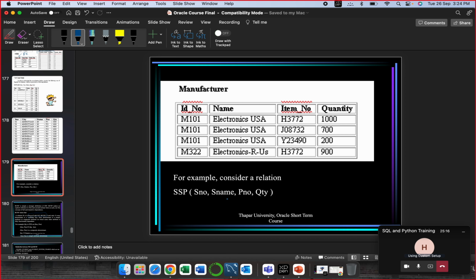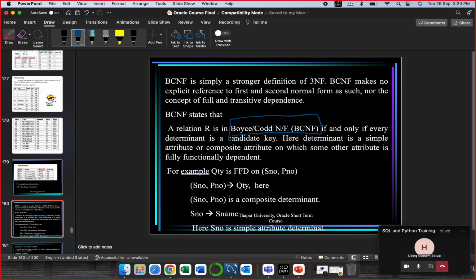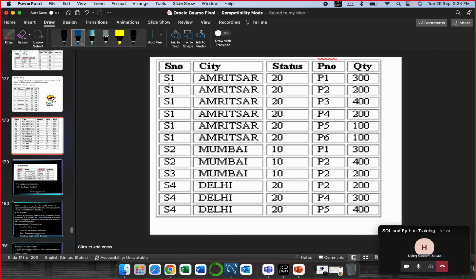So we have serial number, city, status, product number and quantity. Now, serial number and product number help to identify the quantity. How? Let's say serial number S1 and product number P1. This is a unique combination, whereas S1 Amritsar, S2 Amritsar, or S1 and status 20 keep repeating. But serial number and product number: I have S1 P1, S1 P2, S1 P3, S1 P4, S1 P5, S1 P6.